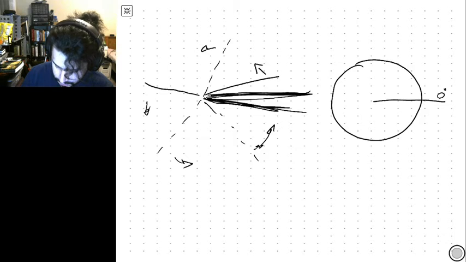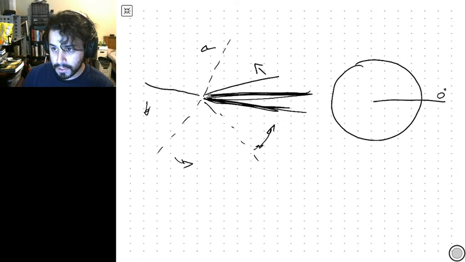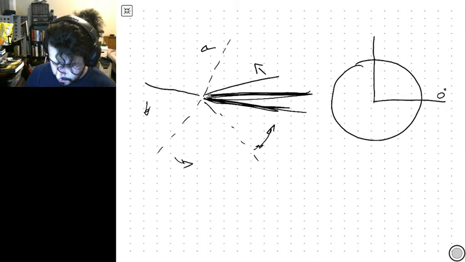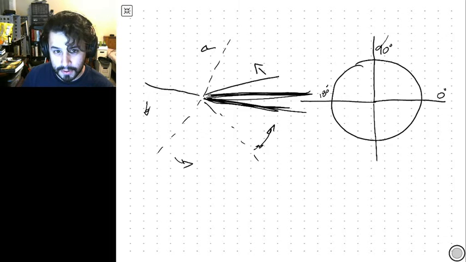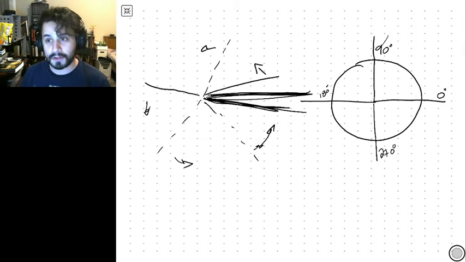When you go to the top here, we call this 90 degrees. When we get to the other side, we call this 180 degrees, and so on and so on. So I think this is 270 if I'm not mistaken, and my math is correct. But you know what? It's always good to check your math, so let's check our math.